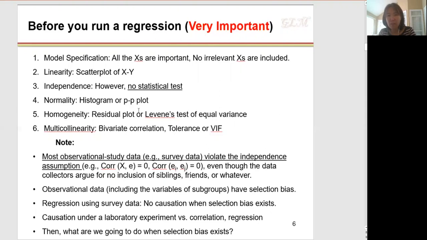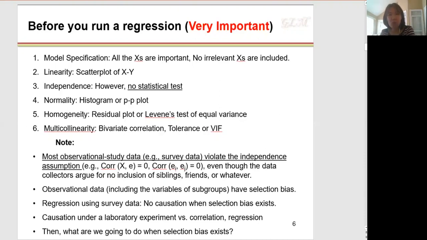Normality: histogram or PP plot. Normality also has two kinds. Joint distribution: X and Y normal distribution. X should be normally distributed, Y should be normally distributed. But residuals also should be normally distributed. So IID, identically independently normally distributed. Okay, so normal distribution also has two kinds of types.